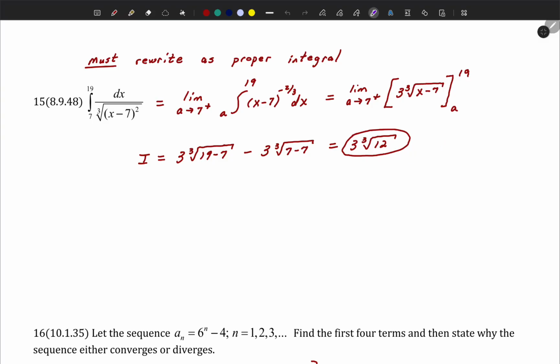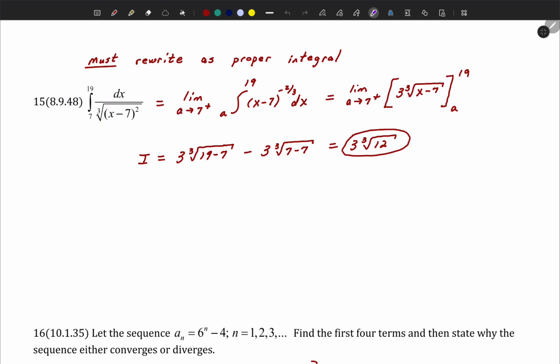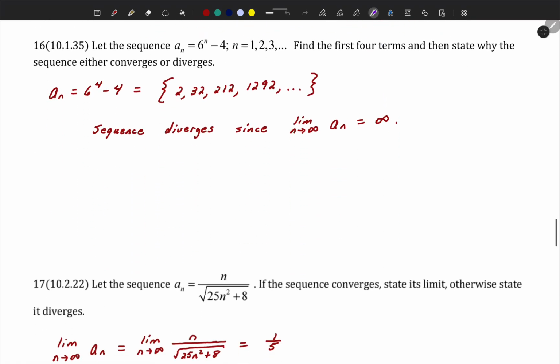The integration in these problems and the evaluation on problems like this should not be hard, but I will be really looking to make sure that you're doing this change an improper integral to a proper integral part for this one. That's the main thing I'm looking for on this problem 15.